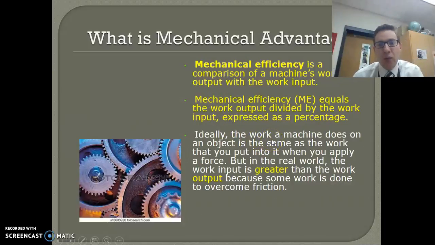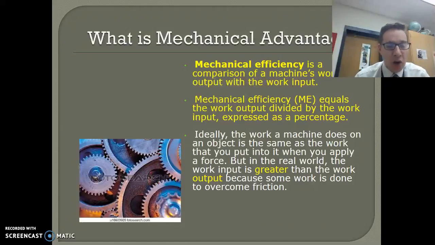Ideally, the work that a machine does on an object is the same as the work that you put into it. So in the perfect machine, the work that goes in is the same amount of work that comes out. But in the real world, we have to deal with friction. So in the real world, all machines, their input work is always going to be greater than their output work. And we lose a lot of energy to friction and heat.